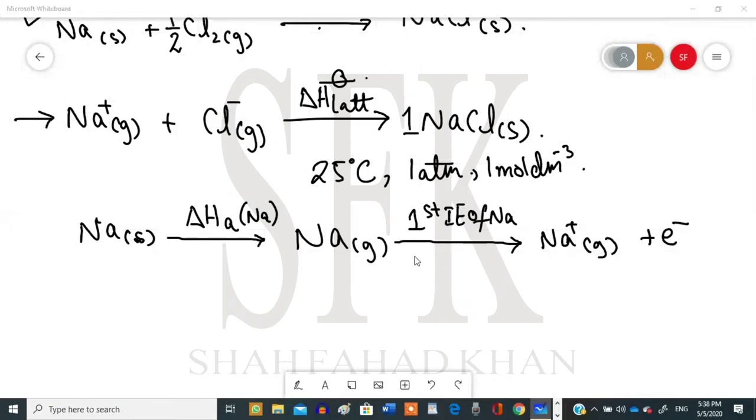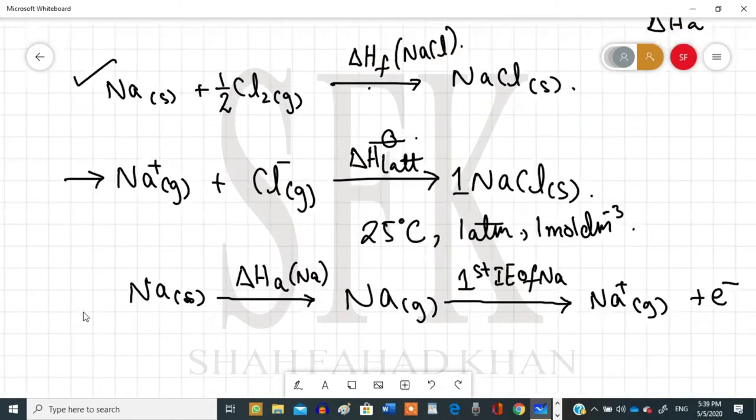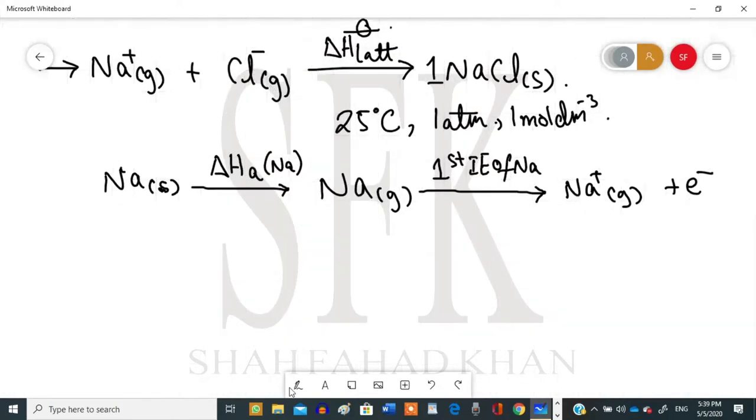Okay, now we've got our gaseous sodium ion. We've got one of our reactants for this equation over here. We've got our first reactant, the sodium gaseous ion, right over here. This is what we needed to generate from the standard sodium. Now we need to generate the other reactant.